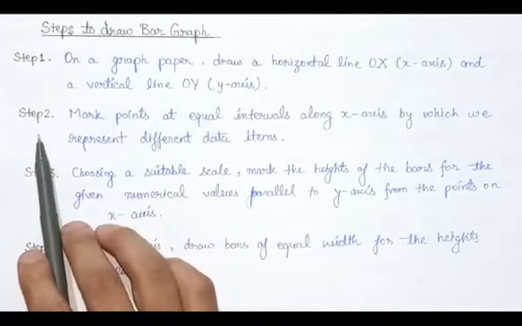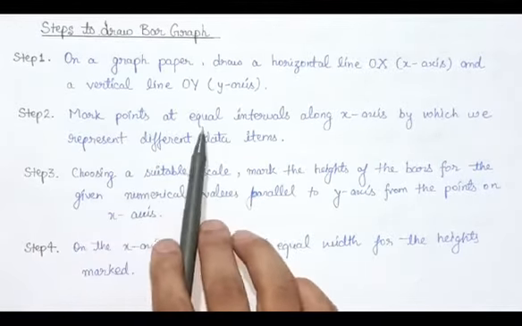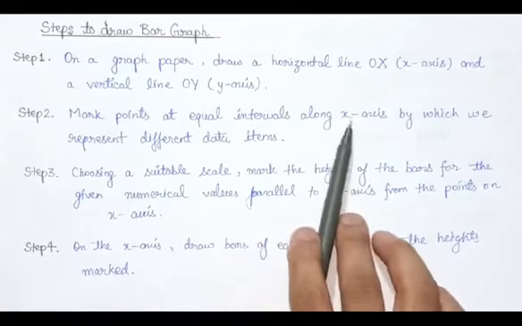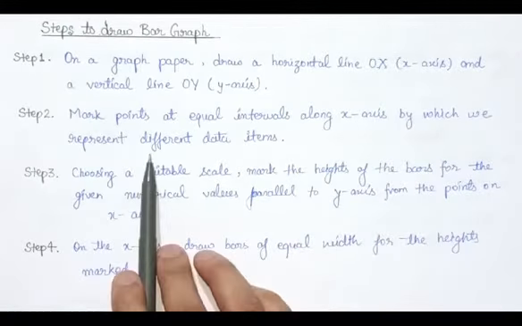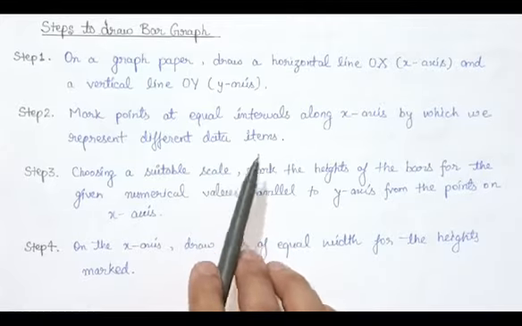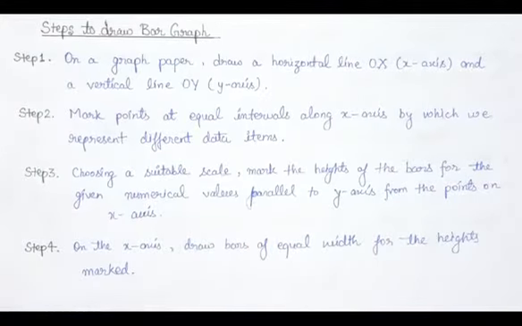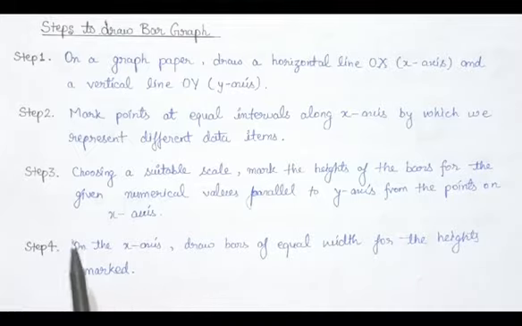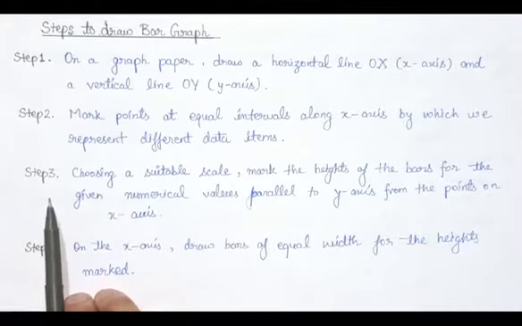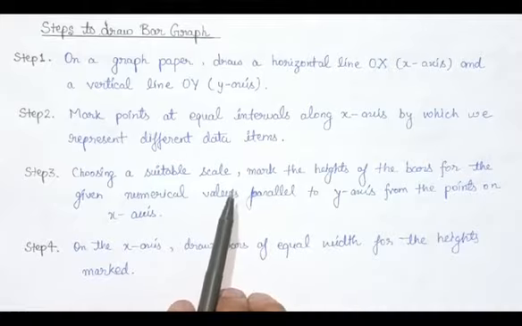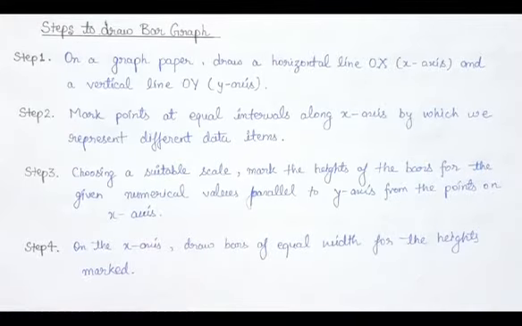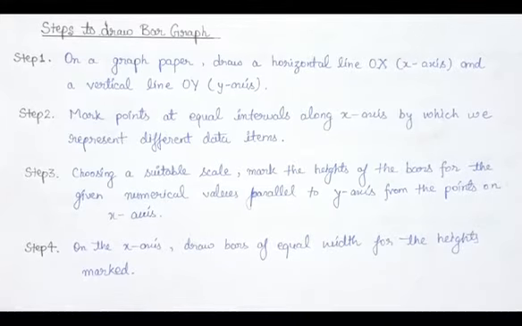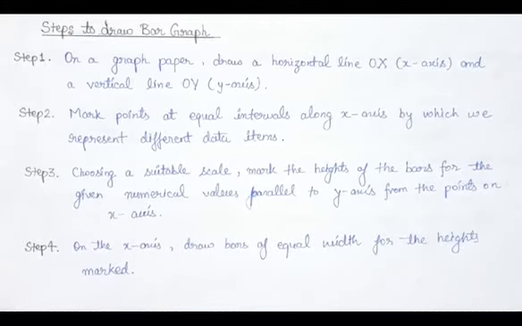After that, in step 2, we have to mark points at equal intervals along the x-axis by which we represent different data items given in the data. And after that, in step 3, we choose a suitable scale. Choosing a suitable scale means we have to take divisions on the y-axis such that the given numerical values in the data can be shown in a concise and clear way.